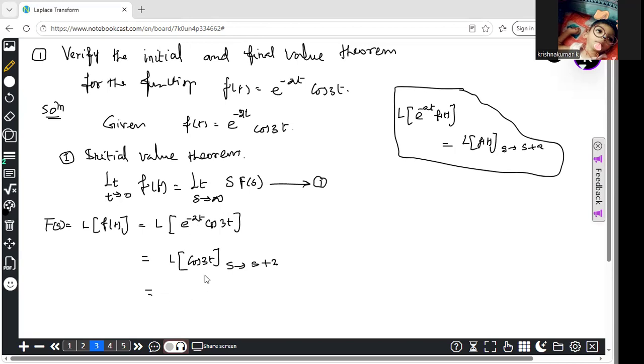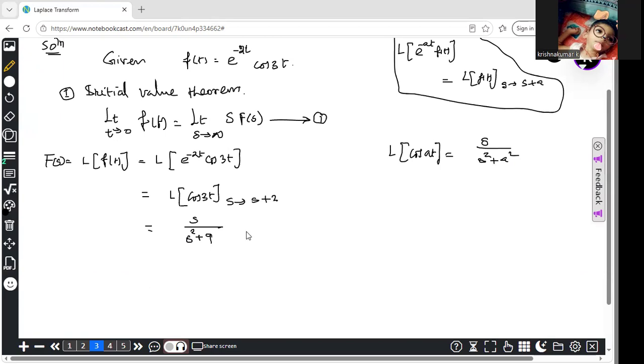Now, what is the Laplace transform of cos 3t? That will be s by s square plus 9, because already we know that Laplace transform of cos at is s by s square plus a square. So this expression becomes s by s square plus 9. After finding this Laplace transform, you have to replace s by s plus 2. So the resultant expression becomes s plus 2 divided by s plus 2 whole square plus 9. So this is the f of s.